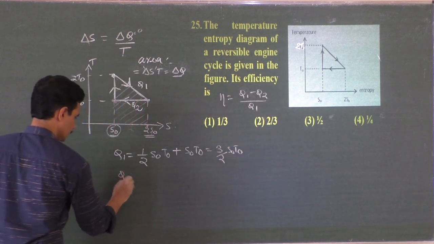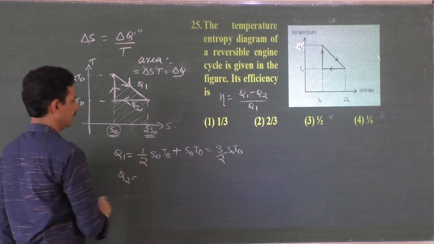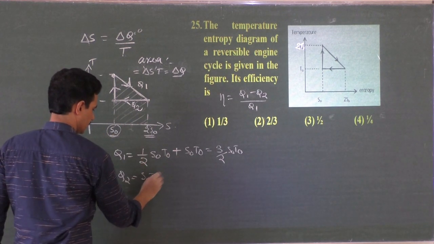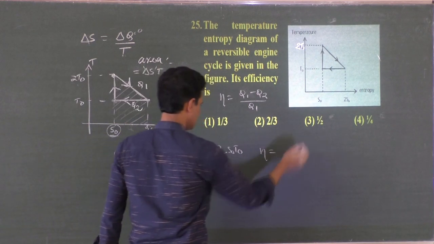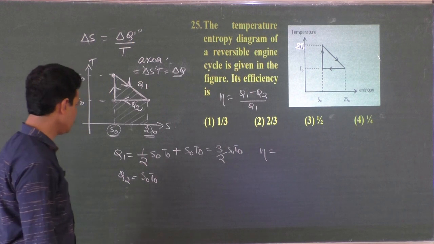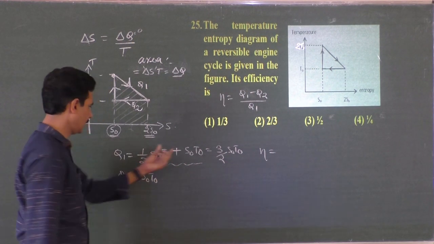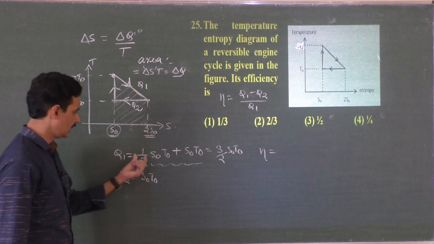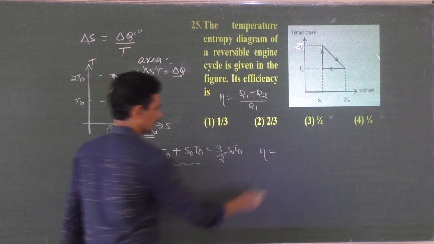What is Q2? Heat energy given out when the entropy changes. Area under this rectangle, that is S naught T naught. Now you have got this. Why can't you find out efficiency now? Efficiency is equal to Q1 minus Q2. See, in order to get Q1 minus Q2, you can take Q1 as this one. Q1 minus Q2 is 3 by 2 S naught T naught minus S naught T naught. It is half S naught T naught.